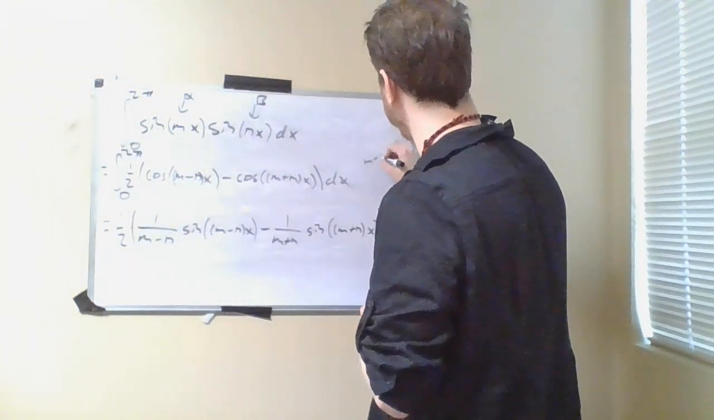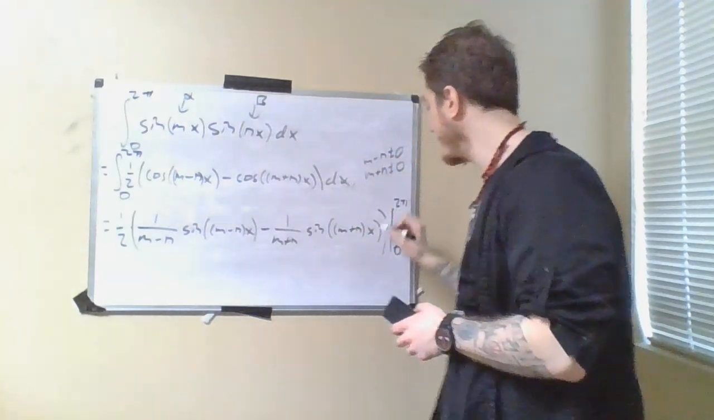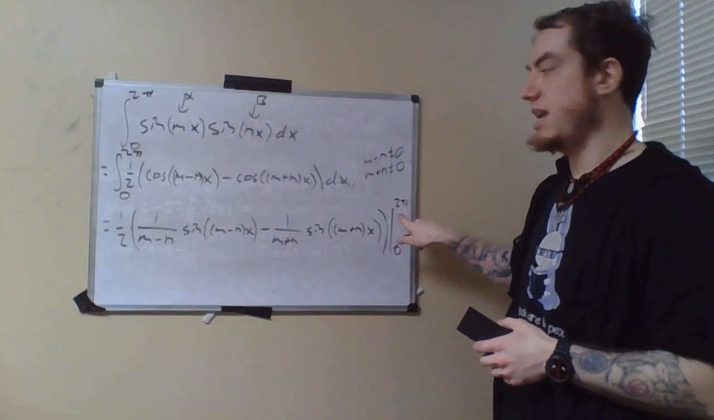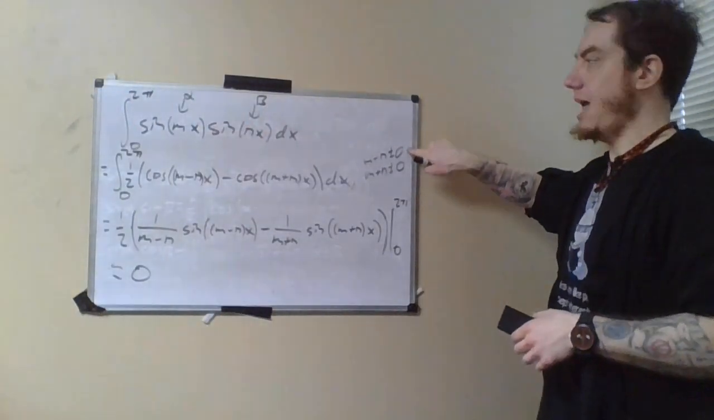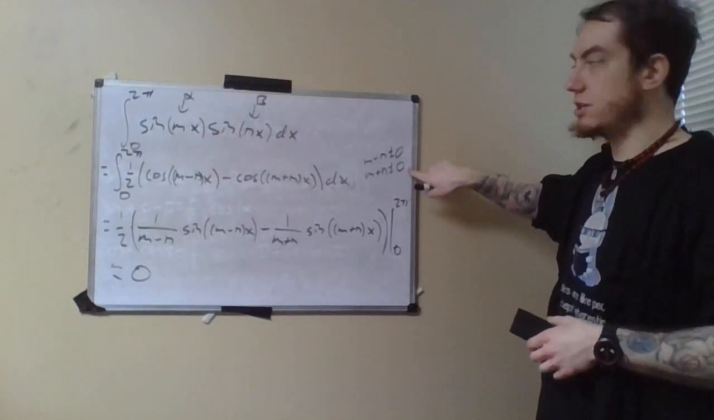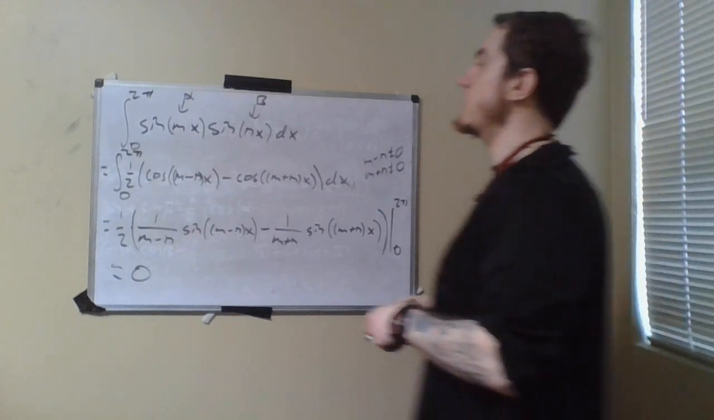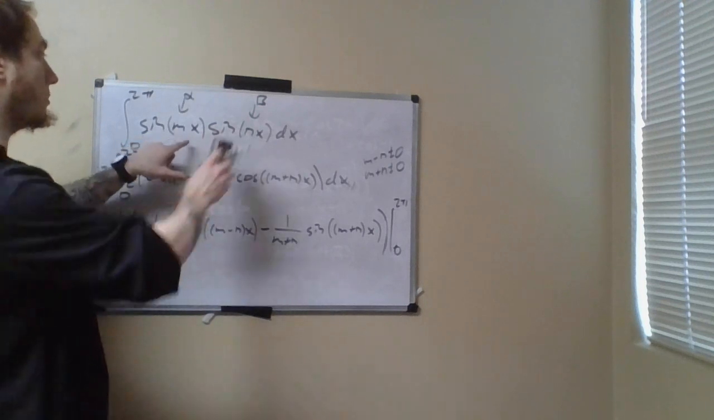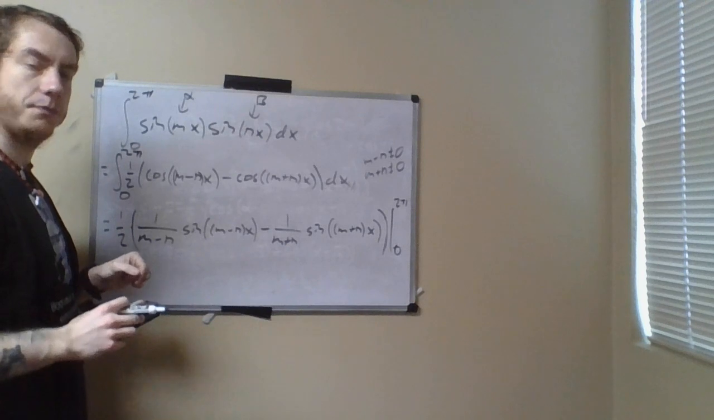This is assuming that m minus n is not equal to 0 and m plus n is not equal to 0. But when I do this evaluation, sine of 0 and sine of any multiple of 2 pi is just 0. So this comes out to be 0 as long as neither of these conditions is satisfied. That's really interesting because it tells us that the integral of this product over a period of 2 pi is 0 if m and n are positive numbers and are not equal to each other.